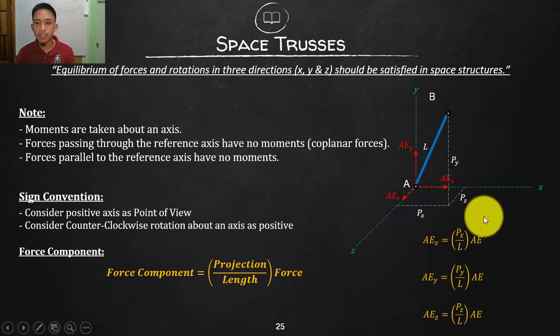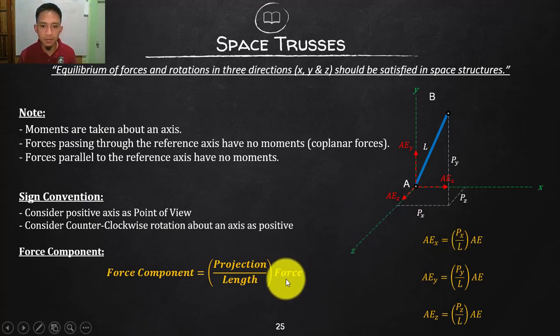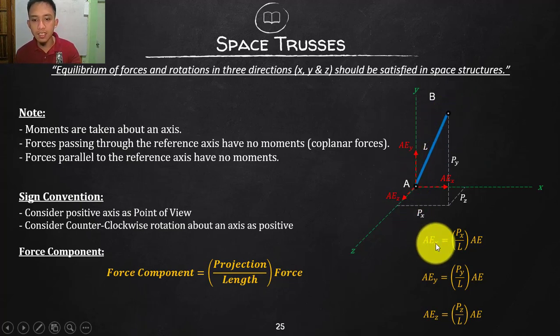So in our case here, let's consider the distances as the projections. Let's say that is Px for the projection, or the distance inclined along your x-axis. Again, that is just a ratio. The component is just a ratio of the distance or the projection with the length of the entire force. So again, the entire force is, for this example, FAB. I'm sorry, that is not AE, that's supposed to be AB.